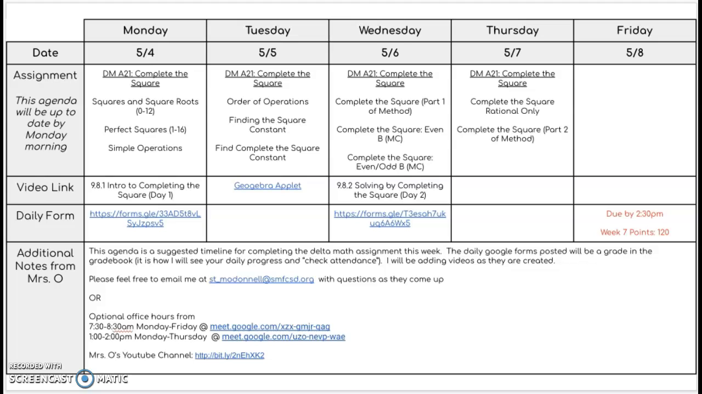Here is our agenda for the week. You'll notice there's a lot that we're doing in Delta Math, but it's really all about completing the square. So it's a lot of the same kind of thing. There are some review activities in there for order of operations, some simple operations, finding perfect squares and square roots.